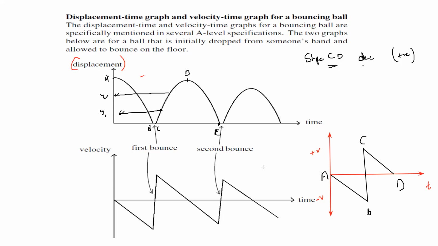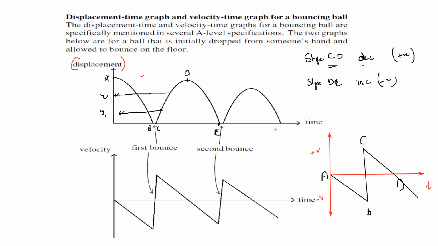Then from D to E, what happened? From D to E, what happened to the slope? Slope is increasing. And what about the value? Yeah, that's right. Slope is increasing and it is a negative value. So from D to E, the velocity should increase, but in a negative axis.